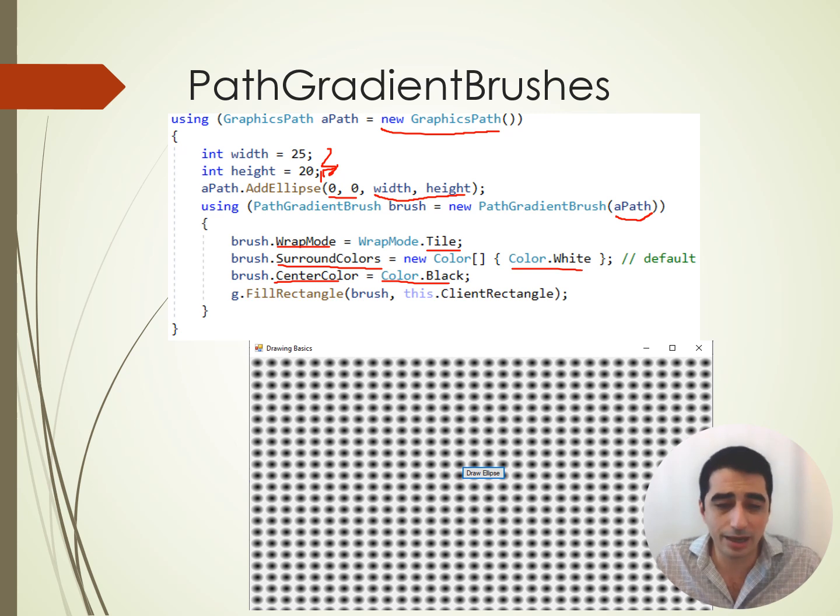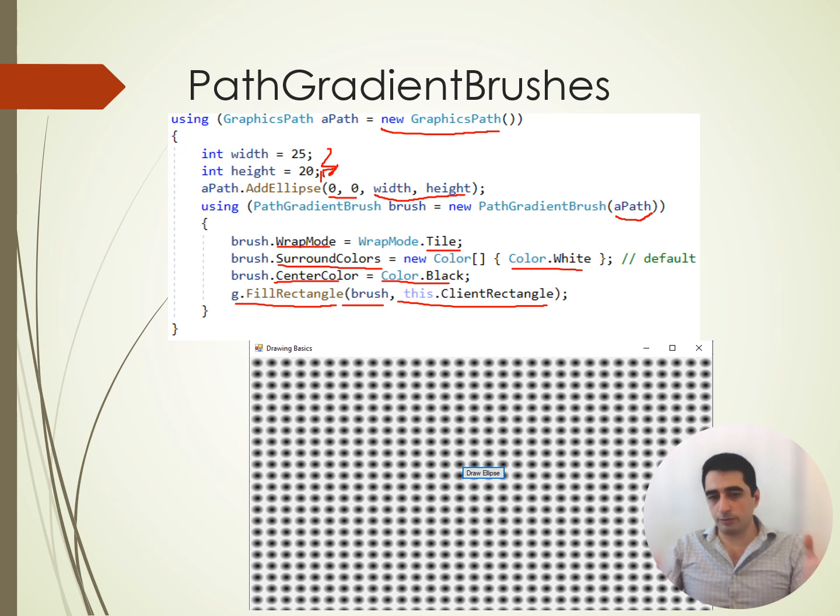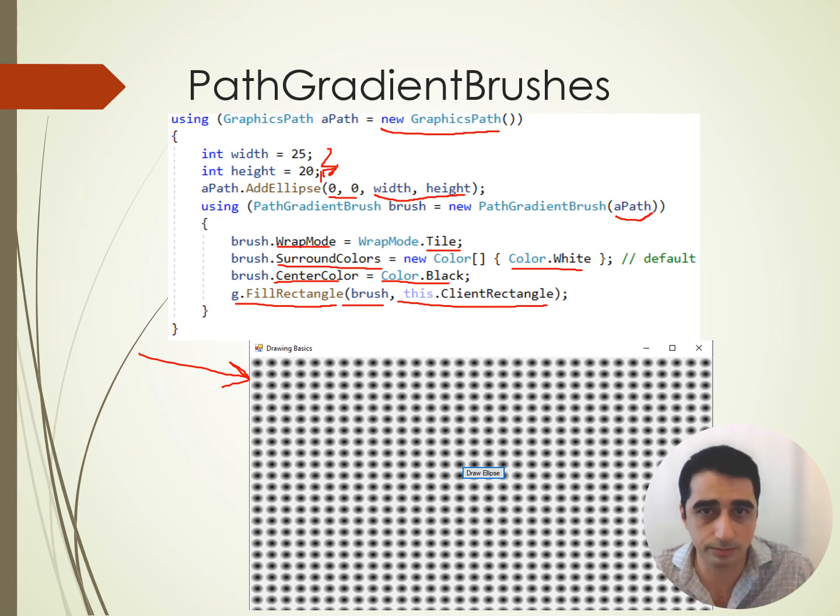And then I have used the same brush to call the fill rectangle on the graphics object G, and the area will be the whole form, which is this client rectangle. And as you see, the outcome looks like this.